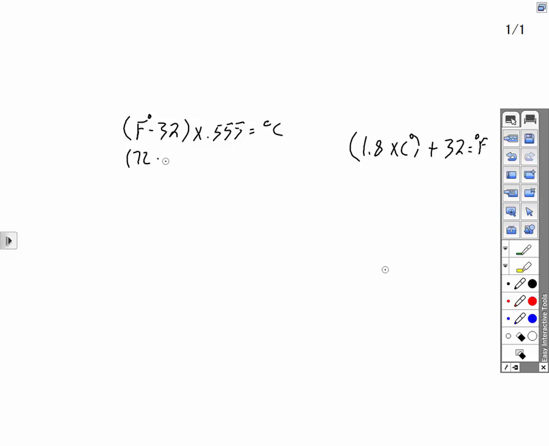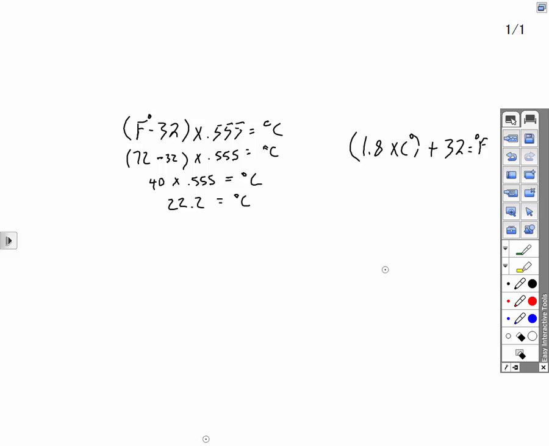72 degrees Fahrenheit, so we're going to subtract 32 off of that. And then we're going to multiply that by 0.555, and that'll give us the answer we're looking for in degrees Celsius. Okay, so let's see. We've got 40 times 0.555. Again, that's going to give us our degrees Celsius. So now, 40 times 0.555, we'll put that into the handy calculator that we happen to be holding here, and that says 22.2, and that is what we get as an answer for degrees Celsius.